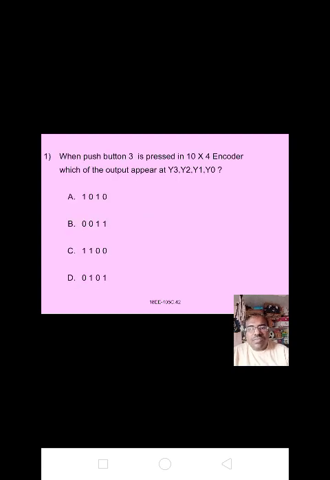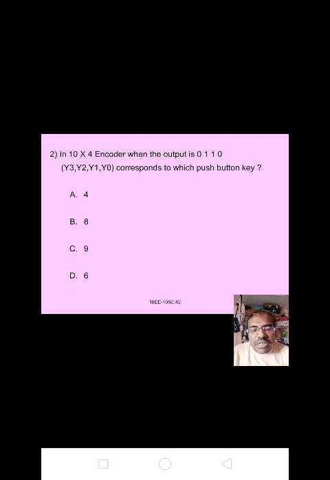Next quiz. When push button 3 is pressed in 10 into 4 encoder, which of the outputs appear at y3, y2, y1, y0? That is, for 3 it is B, 0 0 1 1. Next, in 10 into 4 encoder, when the output is 0 1 1 0, y3, y2, y1, y0 correspond to which push button key? That is D, 6.